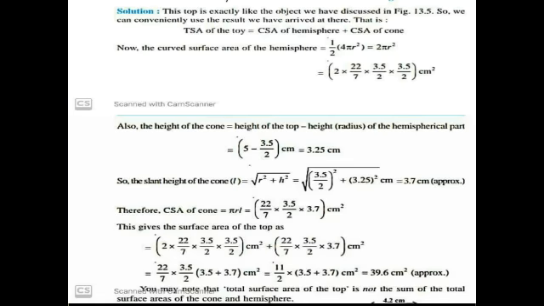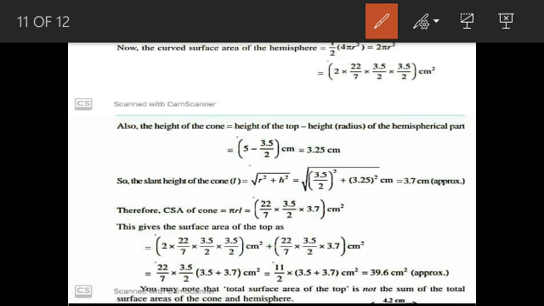Now let's move forward. This top is exactly like the object we have discussed in the previous figure, so we can conveniently use the result we have arrived at here. That is, total surface area of toy is curved surface area of hemisphere plus curved surface area of cone. Now curved surface area of hemisphere is half the curved surface area of sphere, that is equal to 2 pi r square.